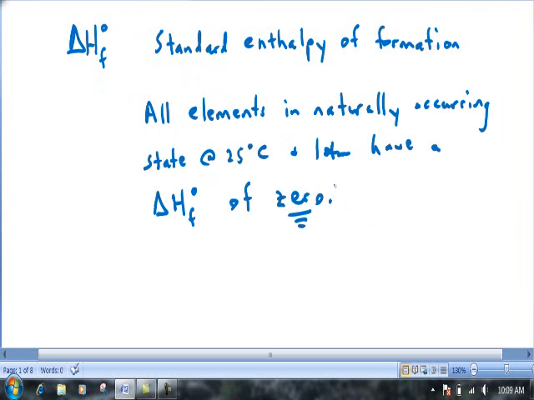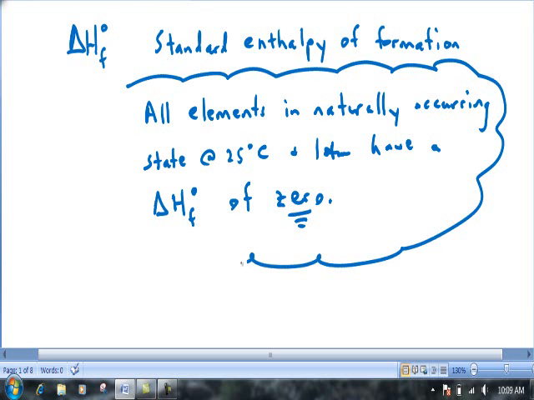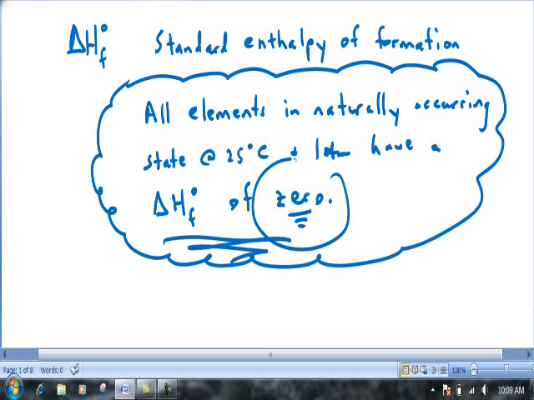Now, one key concept with standard enthalpies of formation is that all elements in their naturally occurring state at 25 degrees Celsius and 1 atmosphere pressure have a standard enthalpy of formation of 0. All elements are assigned a value of 0, and then when a compound forms from the combination of elements, there's either a net gain in energy or net loss in energy relative to a baseline of 0 for the plain elements.